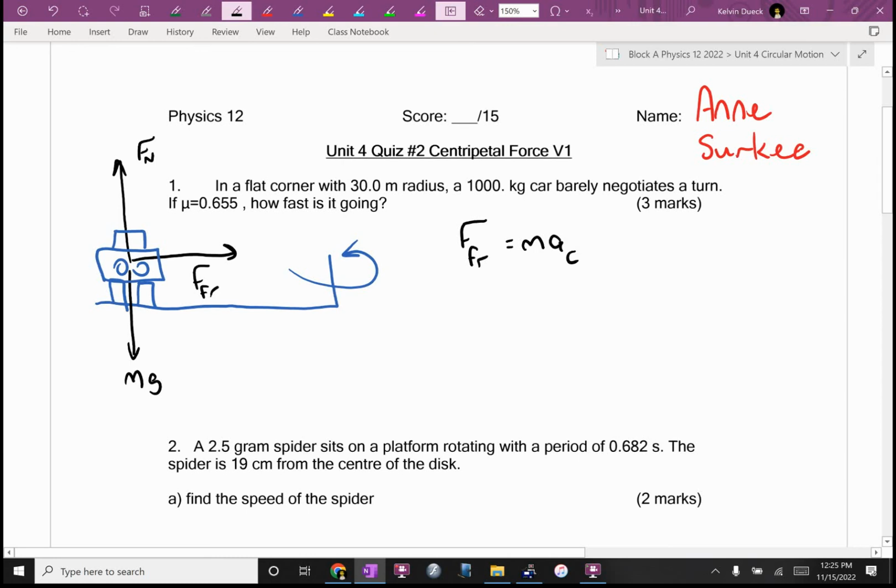Which version of a am I going to use? Well, since it asked for the speed, I better use the one with speed in it. So my next line would be mv squared over r. Friction is what times what? Mu times the normal force. I don't know the normal force. Oh, but look.